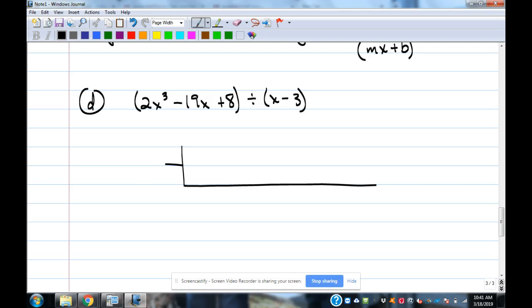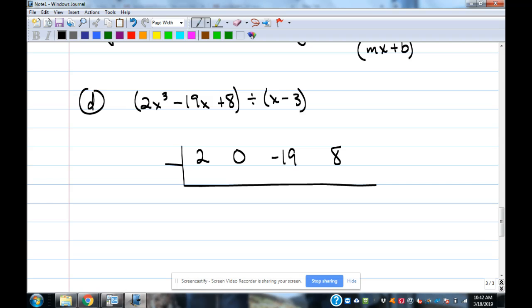So the setup is you take your dividend, what you're dividing into, and it goes on the top line of this. So 2 for the x cubes, 0 for x squareds, negative 19 for x's, and 8 for the plain number. Okay, so that's just the coefficients. Notice I didn't put any letters in there. Okay, synthetic division takes the letters out of the problem, so you don't have to deal with them.